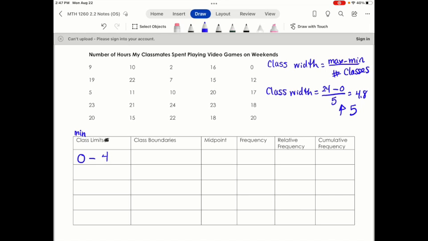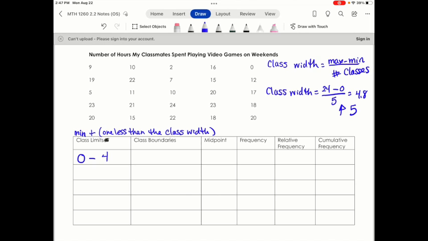And remember, another way to look at it is I take the minimum value and you add 1 less than the class width, because you're counting that first number, that 0, as one of your values. So 0 is the first value, and then you want 4 more values. You're going to take 0 plus 4, and you're going to get 4. So you have a total of 5 values in your group.